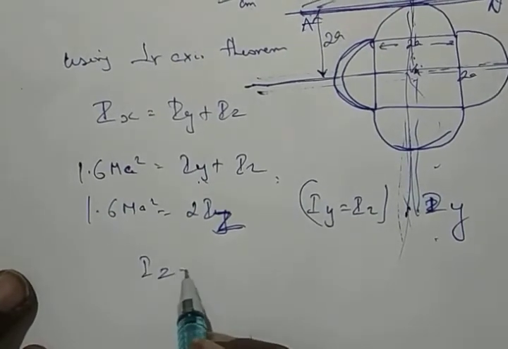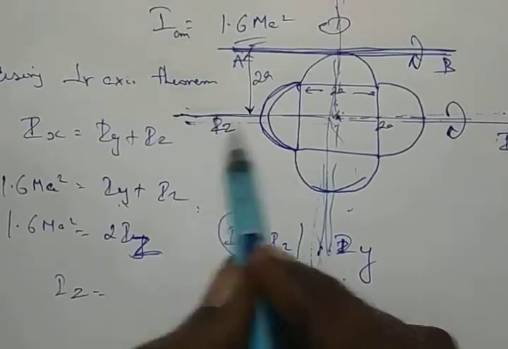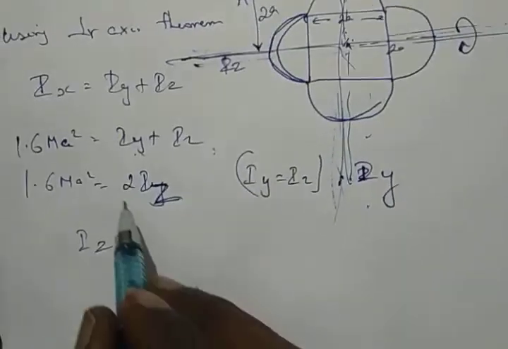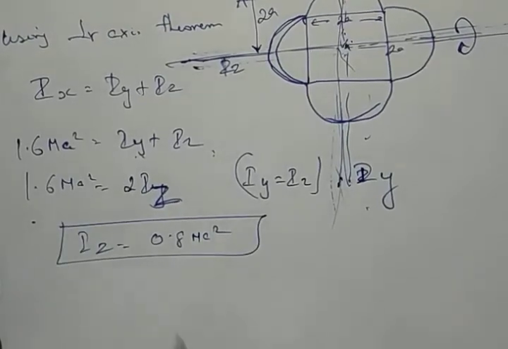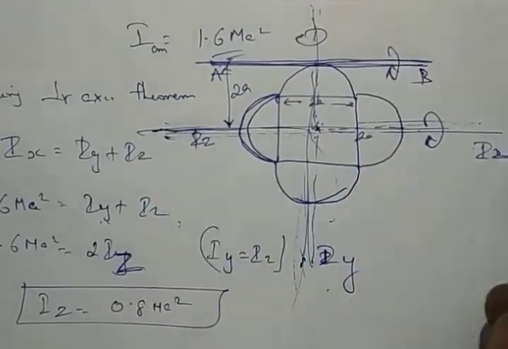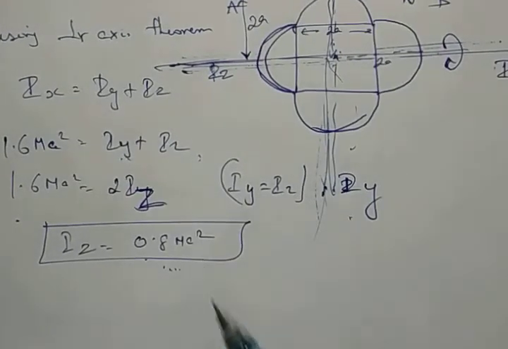So what is Iz then? What is the value along the Iz? So this goes down. This is 0.8 ma square. We have got it. Iz is equal to 0.8 ma square.